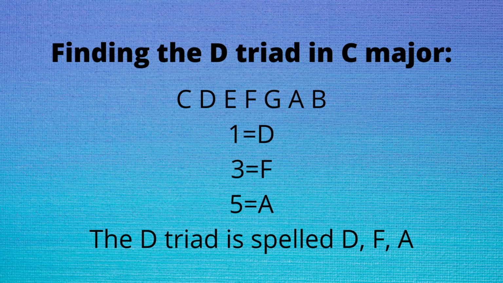Now, don't be confused by this. It still follows the pattern of 1, 3, and 5. We're just treating D as if it's the 1. But if we look at it in terms of which note of the scale we're playing, then it is in fact notes 2, 4, and 6.